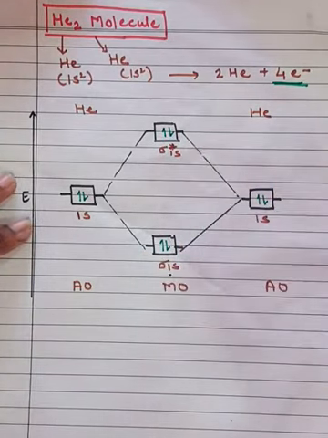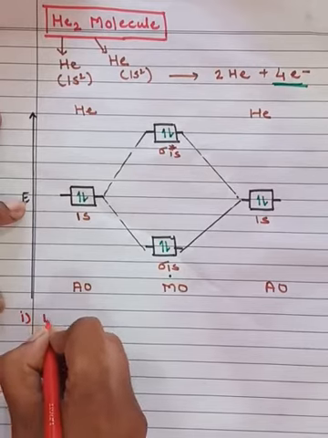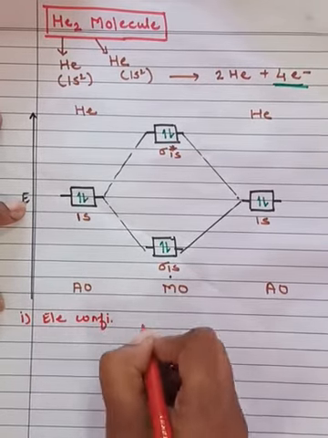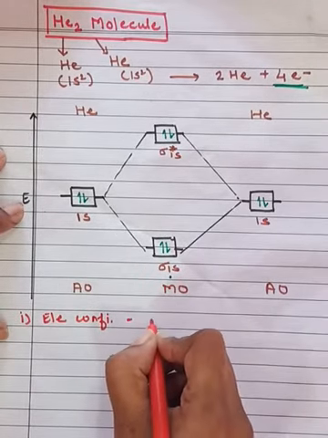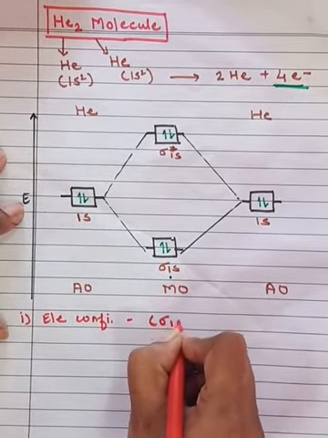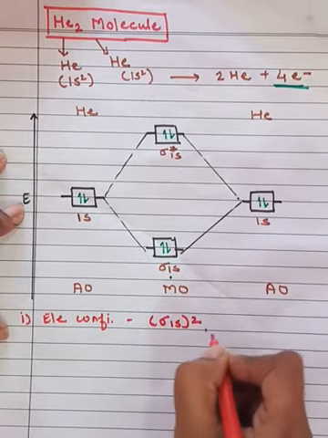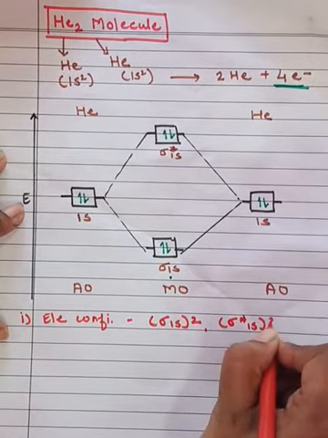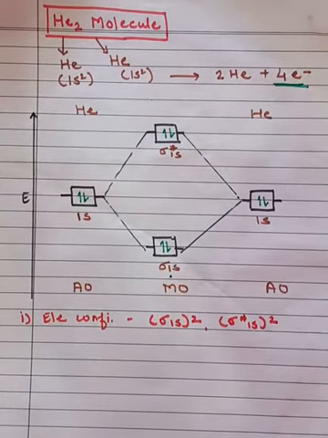Based upon this, let us see the MO electronic configuration. What will be the MO electronic configuration then? It is based upon the filling of electrons in the MOs, that means the bonding and the anti-bonding. So the electronic configuration becomes sigma 1s2, with 2 electrons in the bonding, and sigma asterisk 1s2. So this is the MO electronic configuration for the He2 molecule.